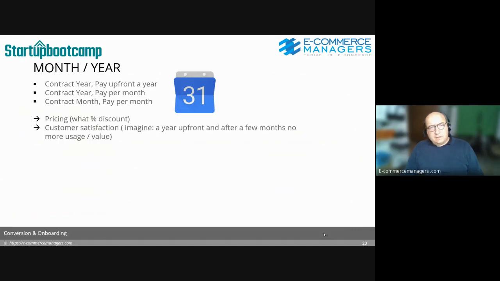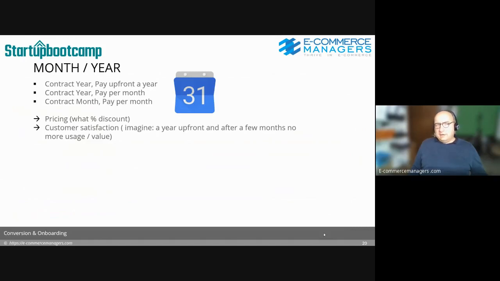Of course, a year contract, pay up front for a year. It is more a SaaS metric. Or a contract for a year, but pay per month to spread the financial load, or contracts for a month and pay per month. Quite normal. Interesting is what kind of discount you offer with what kind of contract, because you want to have them longer, but also your average value per month has to stay in place.